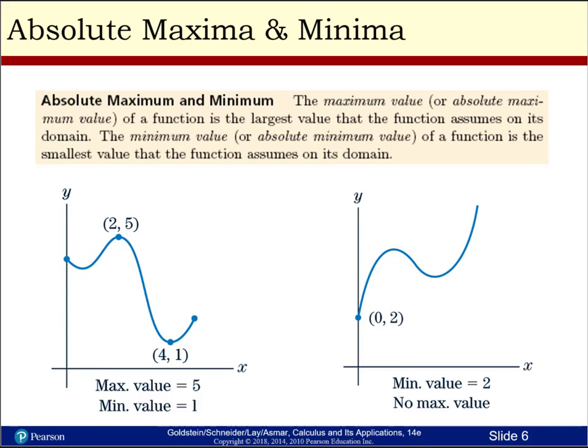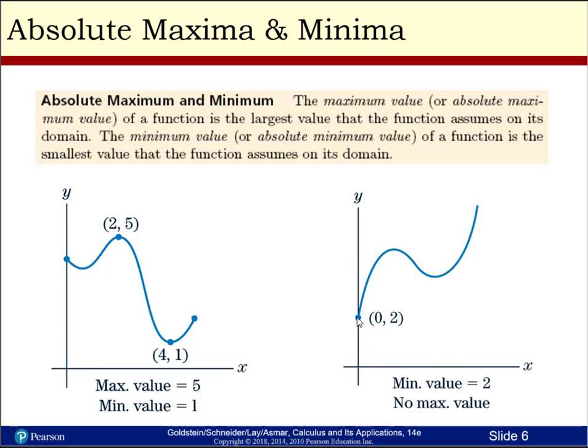So here we have two graphs, and we have what might be considered a relative maximum here at the very beginning point. It goes down, then it goes up, then it goes down, decreases, and then it goes up again. So we have a maximum value. The maximum value is 5. It occurs at x equal 2. We have a minimum value of 1, and it occurs at x equal 4.